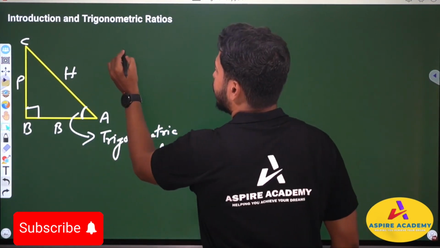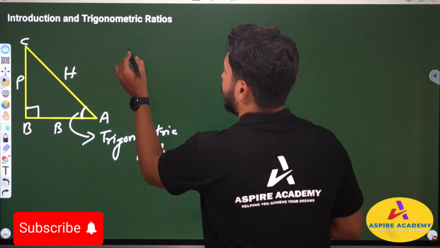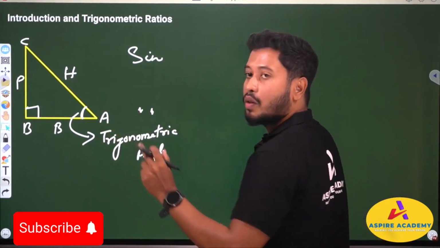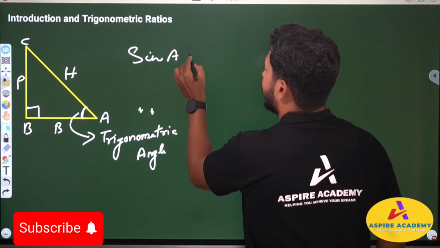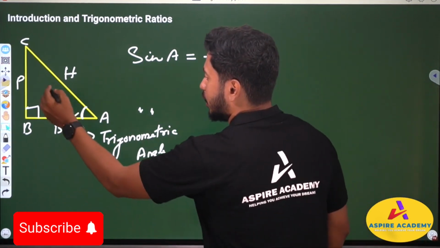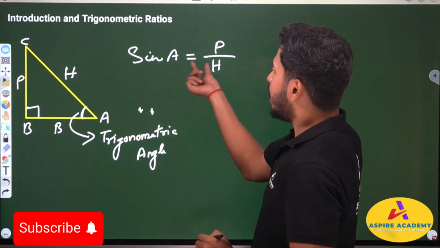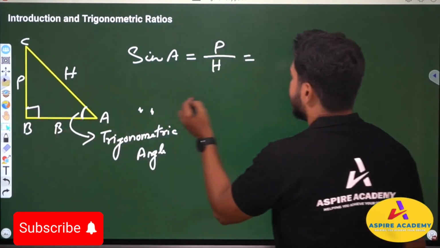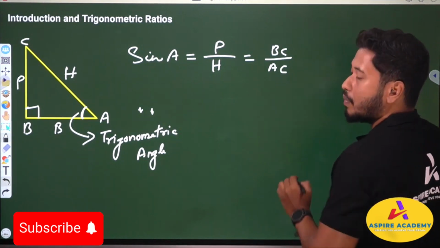The first ratio is sine. First of all, we will write the ratio sine, after that we write the trigonometric angle. What is the trigonometric angle here? A. Then we will get the ratio P by H, meaning perpendicular by hypotenuse. So sine A equals perpendicular by hypotenuse. Here in this triangle perpendicular is BC and hypotenuse is AC, right?